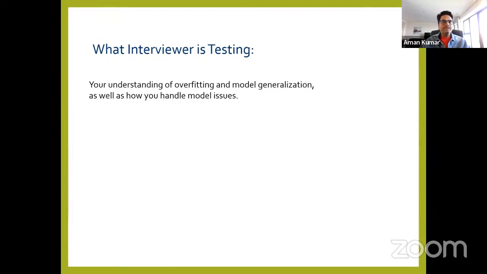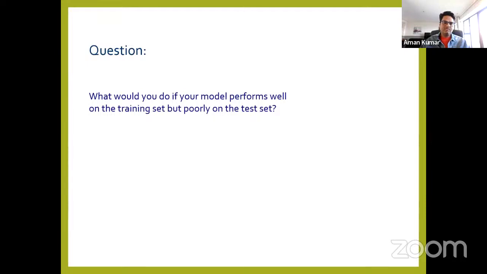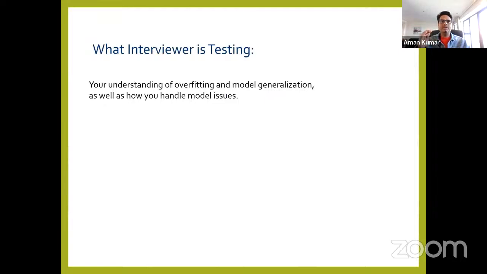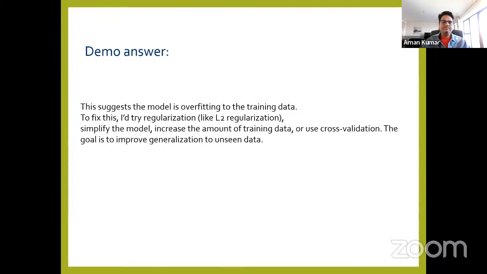If you read the intent carefully, see the question one more time. What would you do if your model performs well on the training set but poorly on the test set? Obviously, as some of you are saying, it is an overfitting problem. The interviewer wants to understand if you know what overfitting is, and if you know what to do when it is an overfit model. So a demo answer could be something like this. This suggests the model is overfitting to the training data. To fix this, I would try regularization like L2, simplify the model, increase the amount of training data, or use cross-validation.